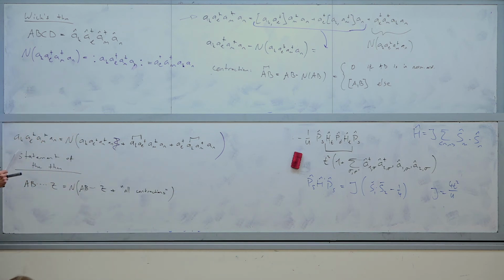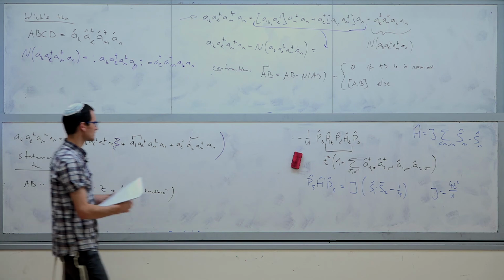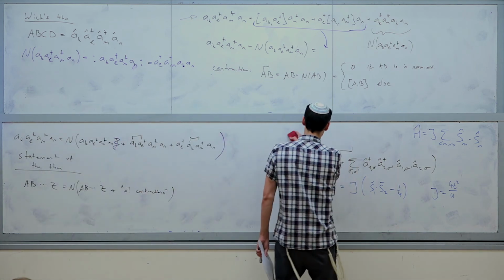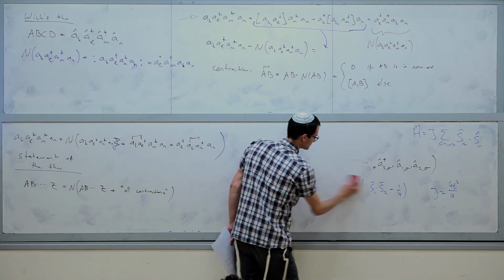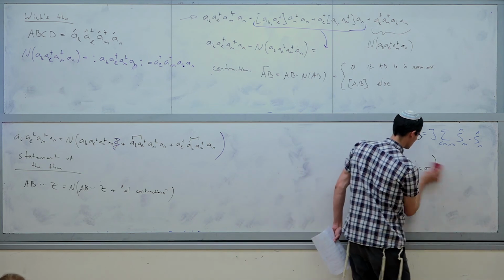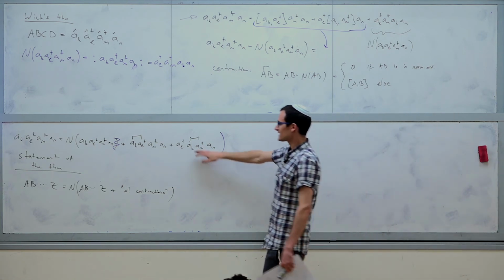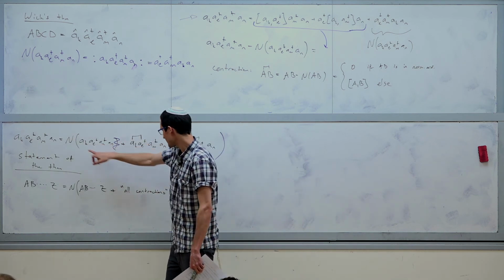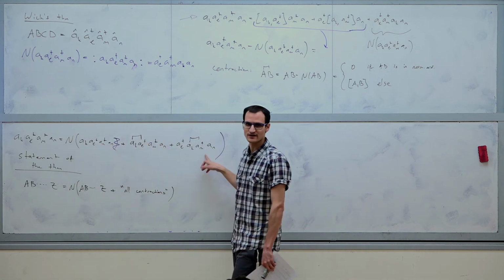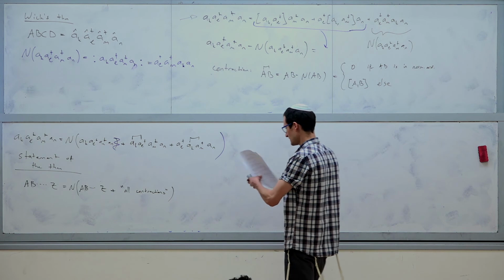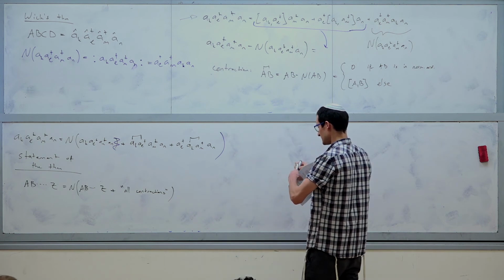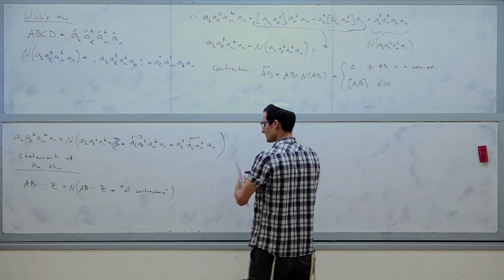What does "all contractions" mean? Let me demonstrate this to you with 4 operators. You see that what we have written up here already looks kind of similar. It's the normal order of something plus stuff which has contractions in it.